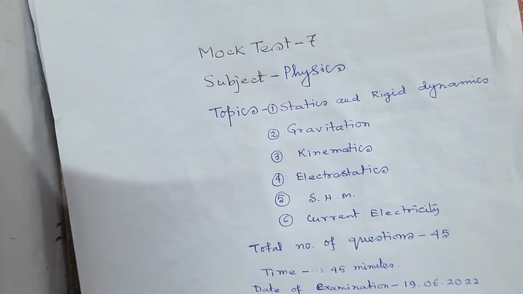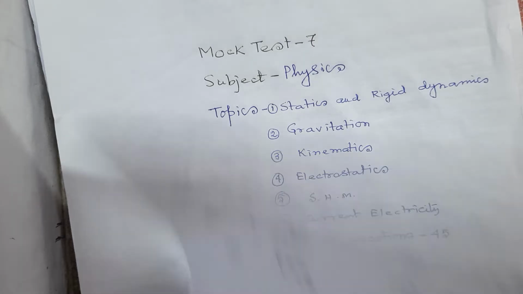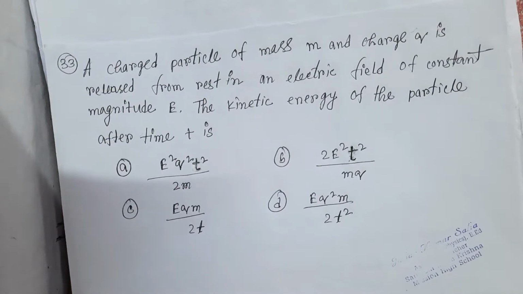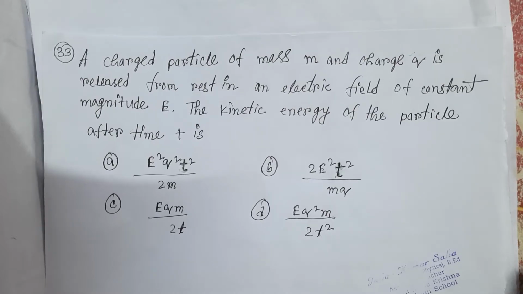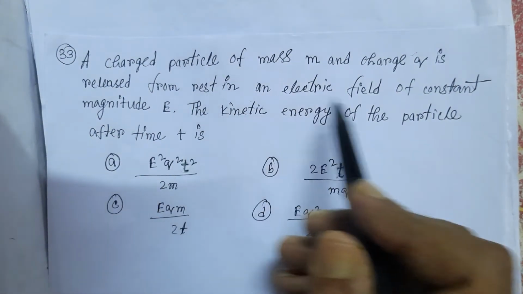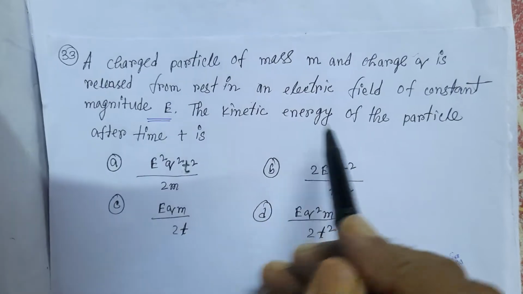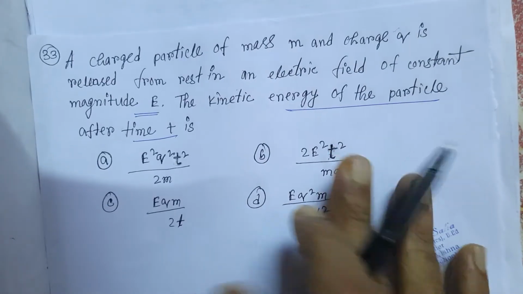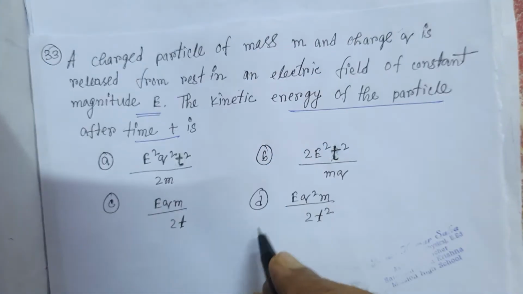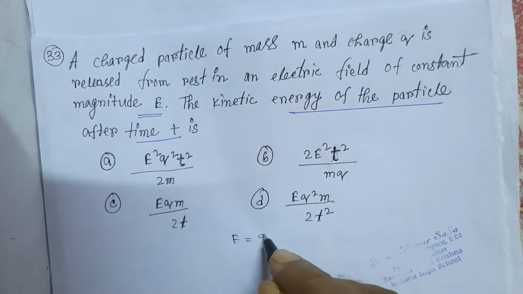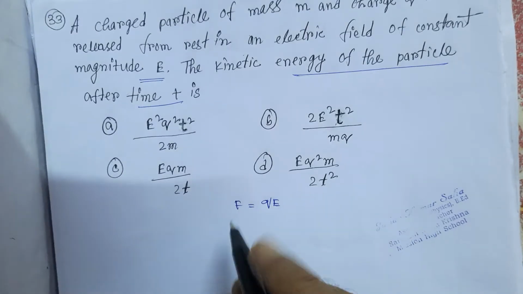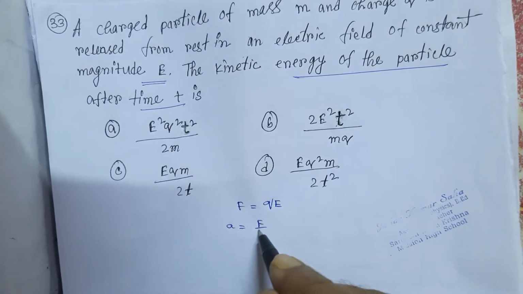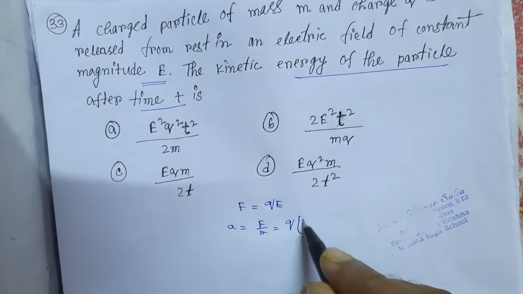Now let us take the question number 33. In question number 33, a charged particle of mass m and charge q is released from rest in an electric field of constant magnitude E. The kinetic energy of the particle at time t is. The particle is within the electric field, so a force will act on it, F equals q into E. Hence the acceleration of the particle, F by m, equals q into E by m.